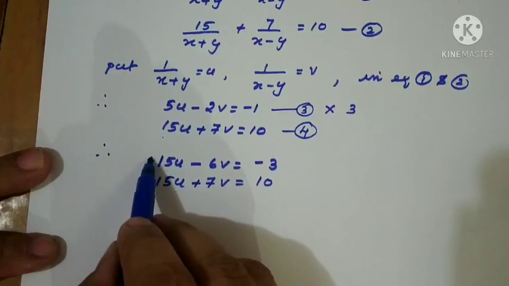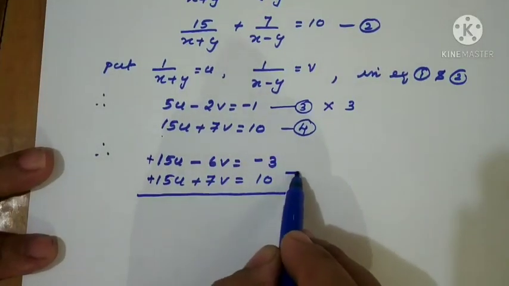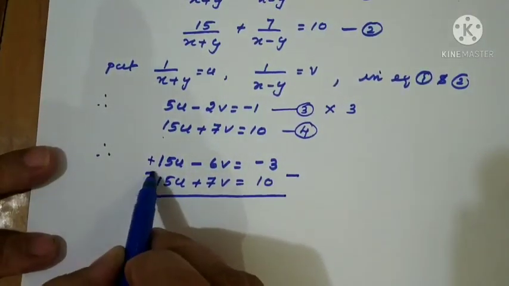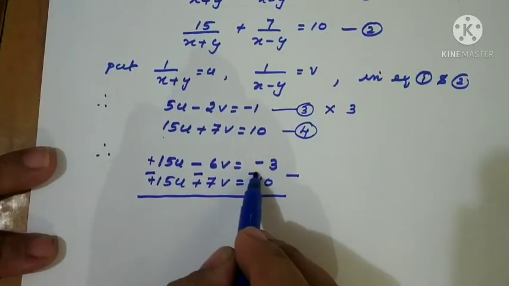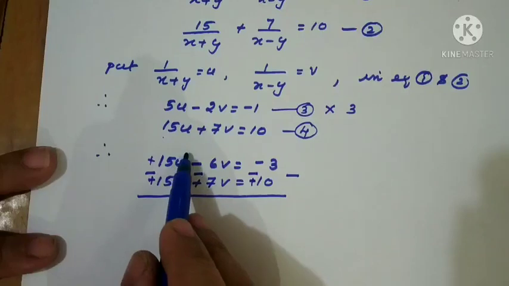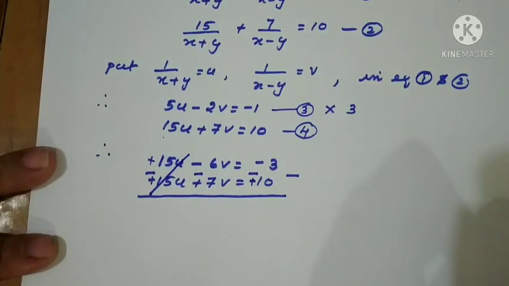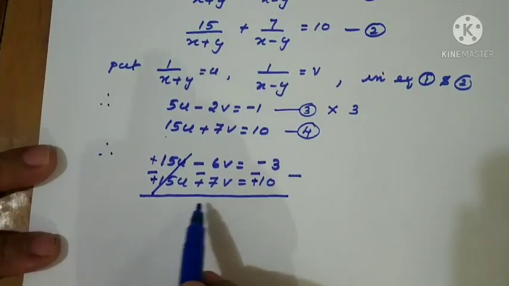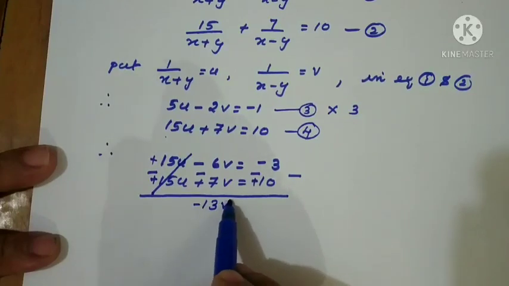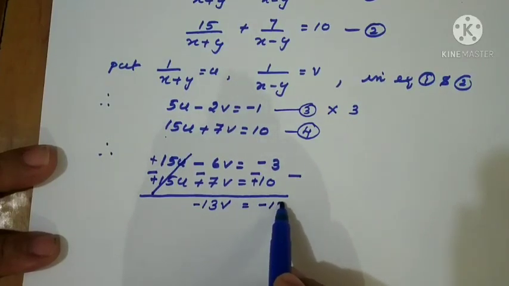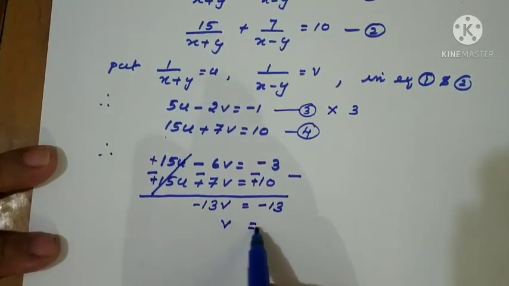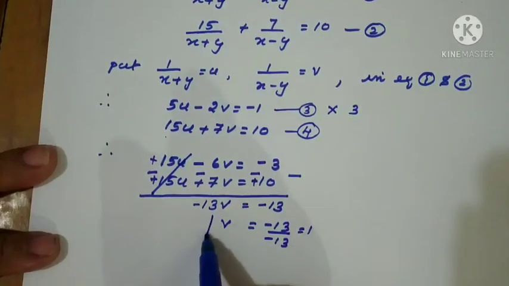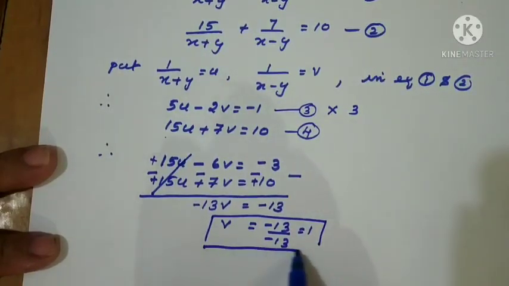Now both have the plus sign, the same sign, so what should we do? We should do the subtraction. Change the sign: here it is minus and here it is plus, now it became minus. So 15u and minus 15u get cancelled. Minus 6v and minus 7v is minus 13v, and here also minus 13. Now what is v? v = -13/-13 = 1. So one value we got.